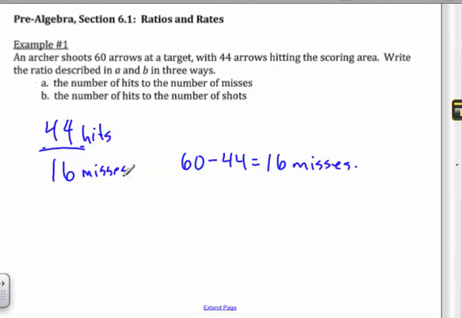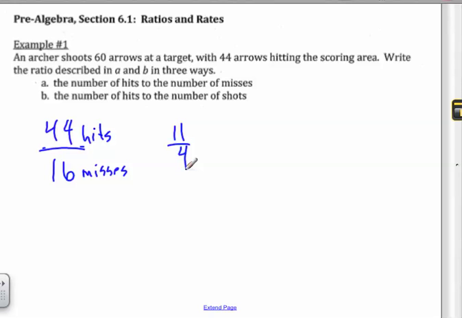But here's the thing. Since a ratio is a fraction, we have to reduce it. Will someone reduce that for me? What'd you get there once it's reduced? You get 11 over 4. Okay, that's one of the 3 ways.